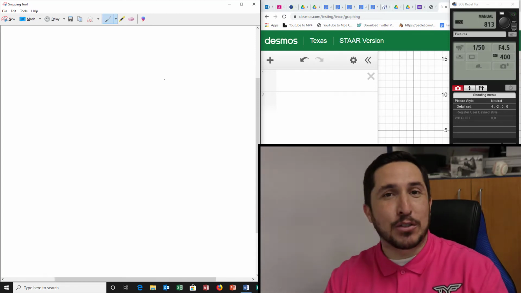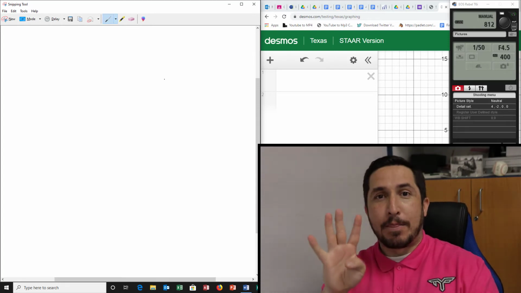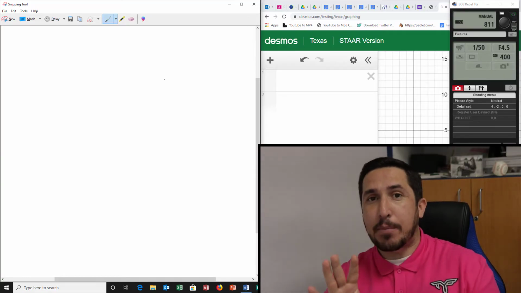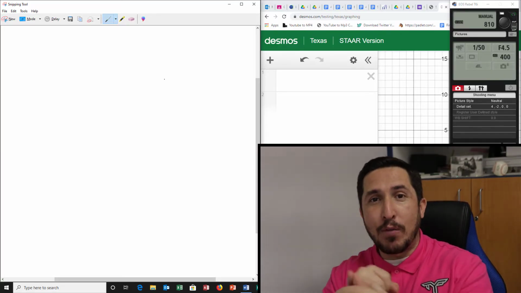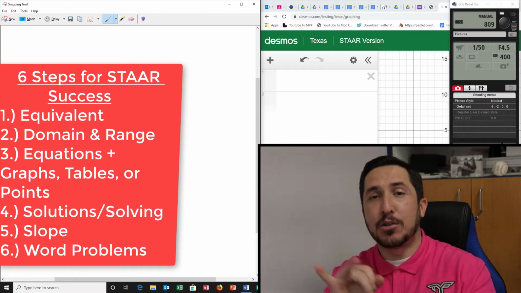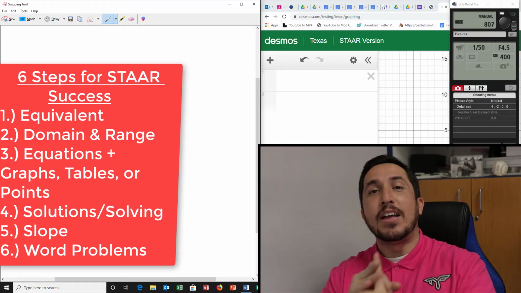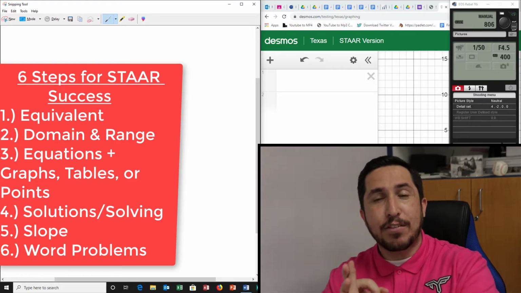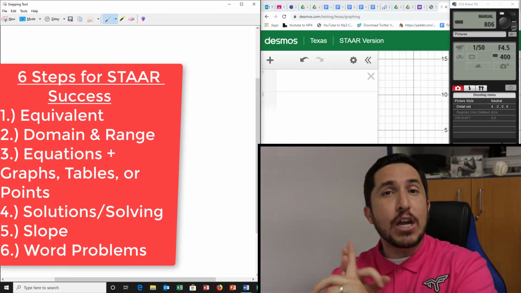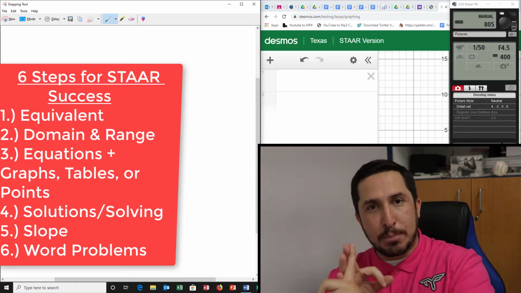Now you're here because you're trying to pass your STAAR test, right? This is step number 4. There are 3 other steps before this step. Step 1 is how to do equivalent. You need that. That's the easiest skill to do. Step 2 is domain and range. That's the next easiest skill to do. Step 3 is equations with graphs, or equations with tables, or equations with pictures. That's the next most important step to do.